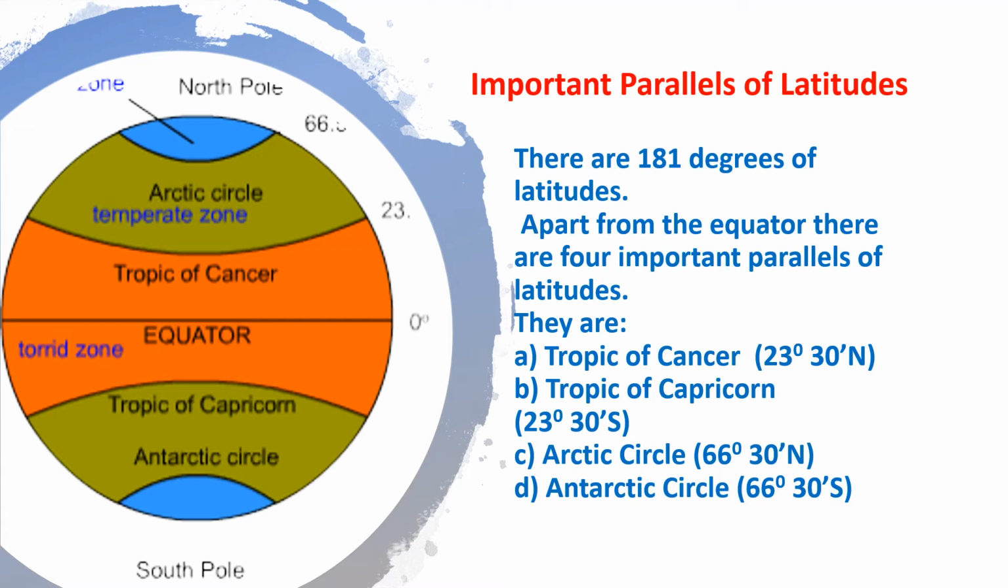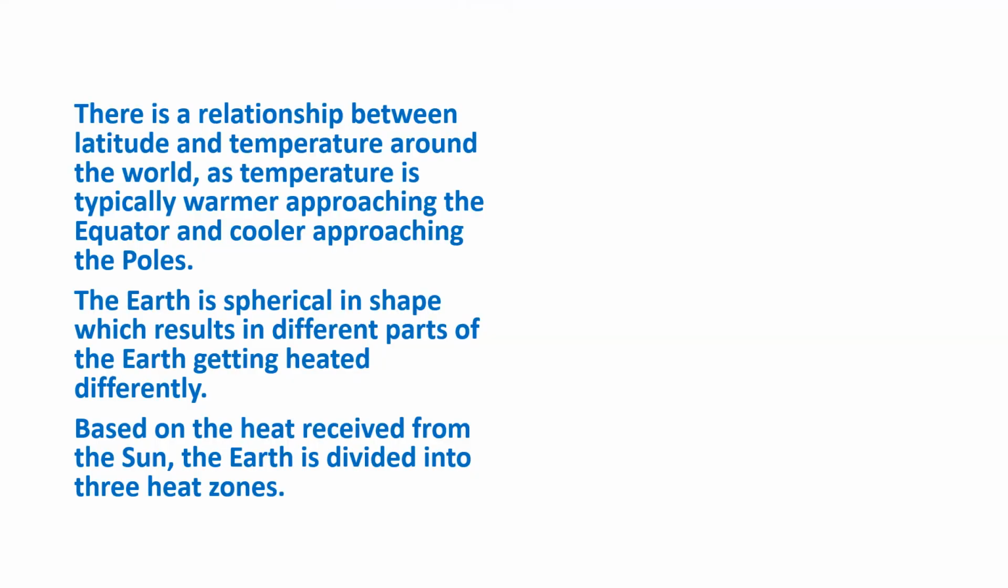They are Tropic of Cancer lies on 23 degree 30 minutes north. Tropic of Capricorn 23 degree 30 minutes south. Arctic Circle 66 degree 30 minutes north. Antarctic Circle 66 degree 30 minutes south. So we can well imagine that Tropic of Cancer and Arctic Circle lie towards the northern hemisphere. Tropic of Capricorn and Antarctic Circle lies towards the southern hemisphere. Hemisphere means half of the sphere.